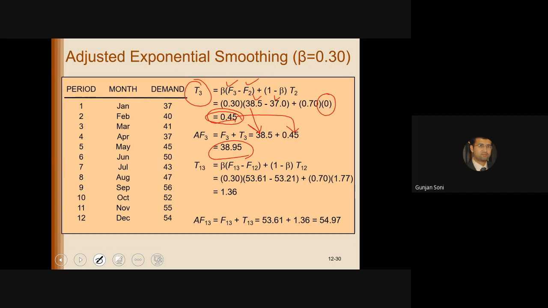Okay, and then we can find out T13 also. If I have to calculate T13, I have to calculate all the previous ones. Now you tell me the value of AF4. What will be the value of AF4? Calculate the value of AF4, that is of April.